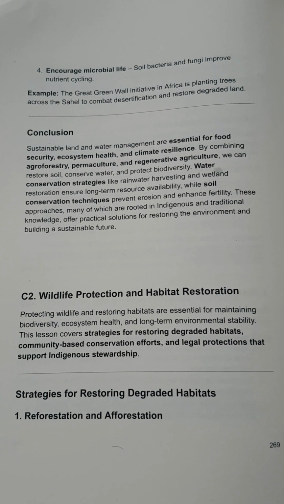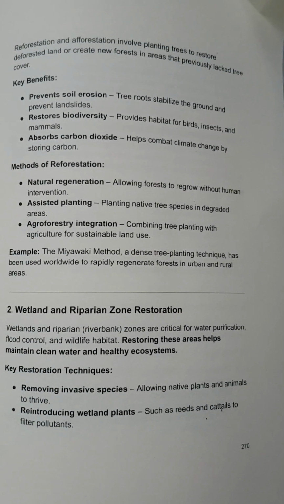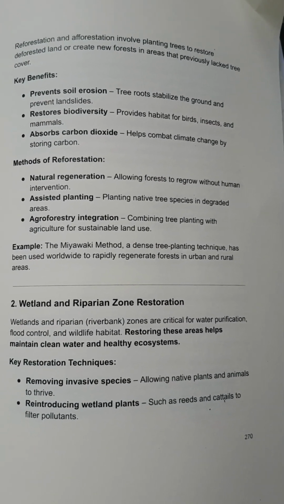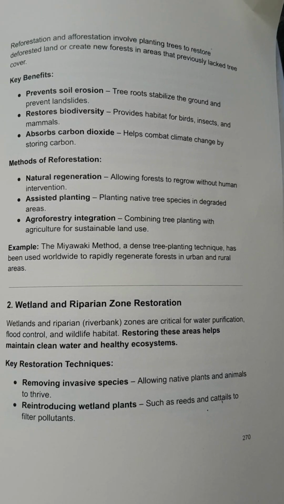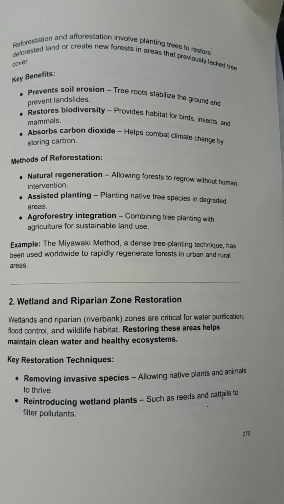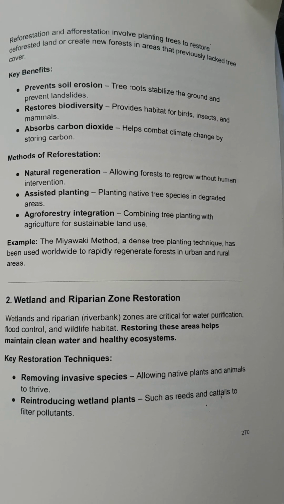Strategies for restoring degraded habitats. Reforestation and afforestation. Reforestation and afforestation involve planting trees to restore deforested land or create new forests in areas that previously lacked tree cover. Key benefits: prevent soil erosion.